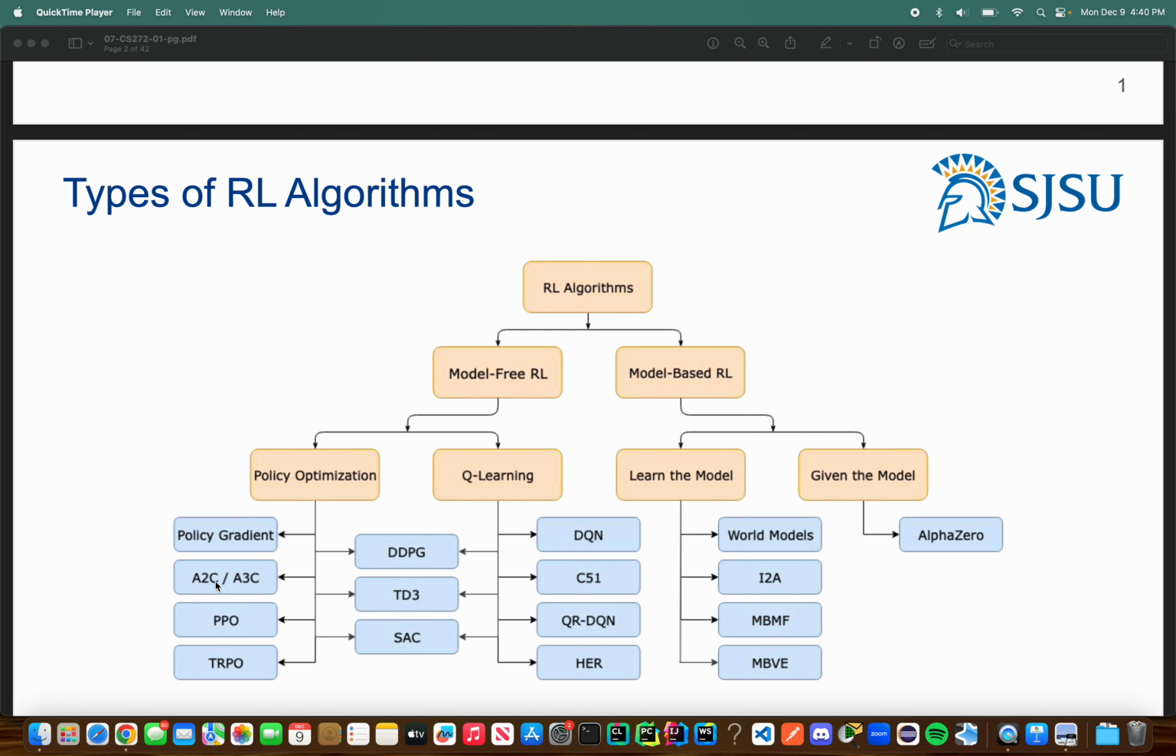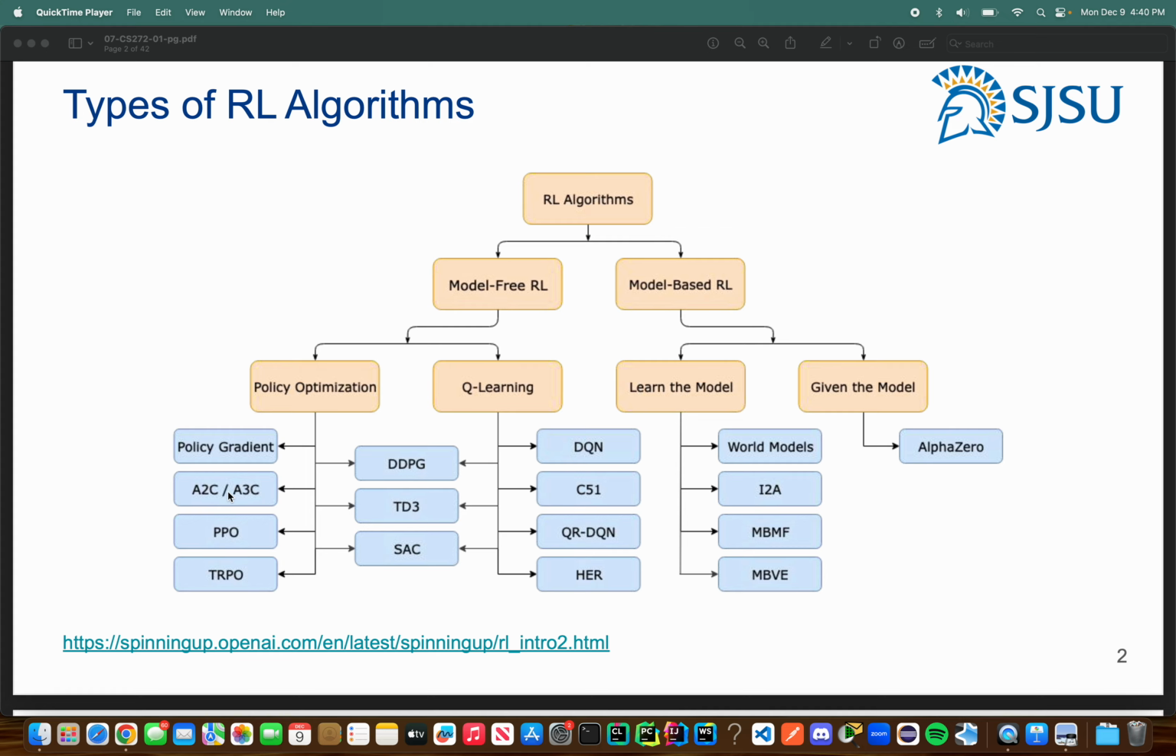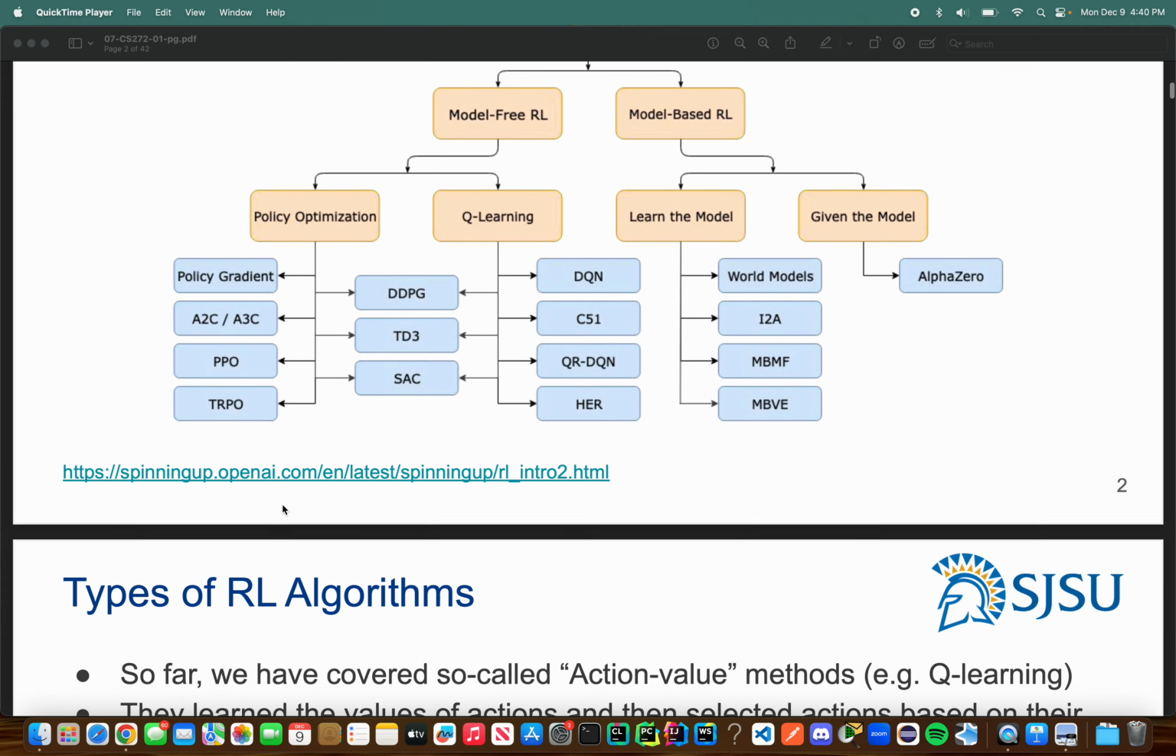I don't remember A2C being covered in this deck, but I did see it somewhere in my Quizbot that I was training with. So my Quizbot was basically a ChatGPT conversation that I used to prepare myself for the exam. But yeah.